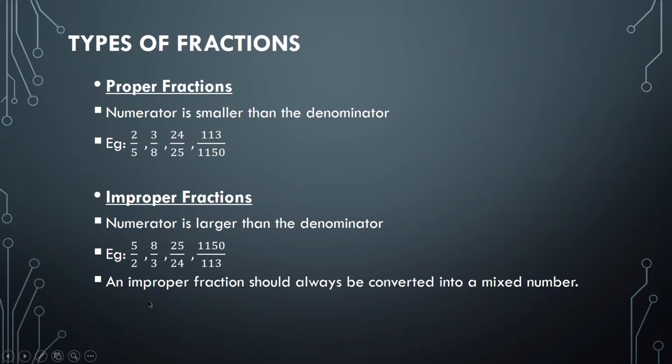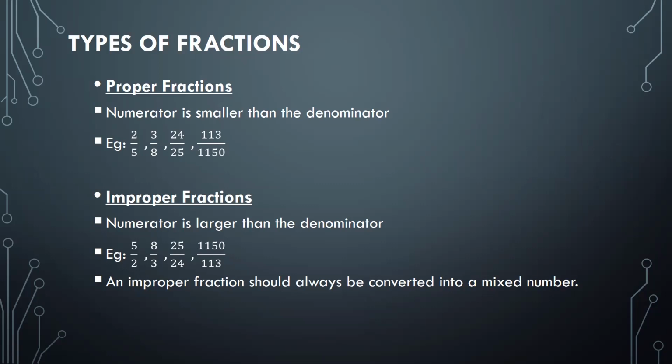Mark this point. Remember this point very carefully. An improper fraction should always be converted into a mixed number. When you are doing a question related to fractions and you are simplifying them, and in the final answer you get an improper fraction, you cannot leave it as it is, right? Some markers, some supervisors or examiners, will give you marks for the improper fraction, but some won't. It's really inappropriate to keep it as an improper fraction. So definitely you have to convert it into a mixed number.